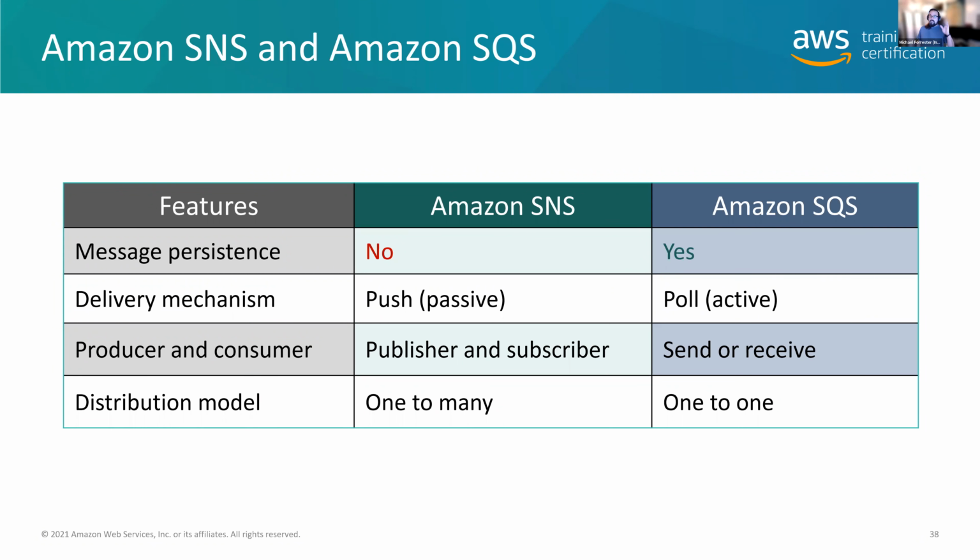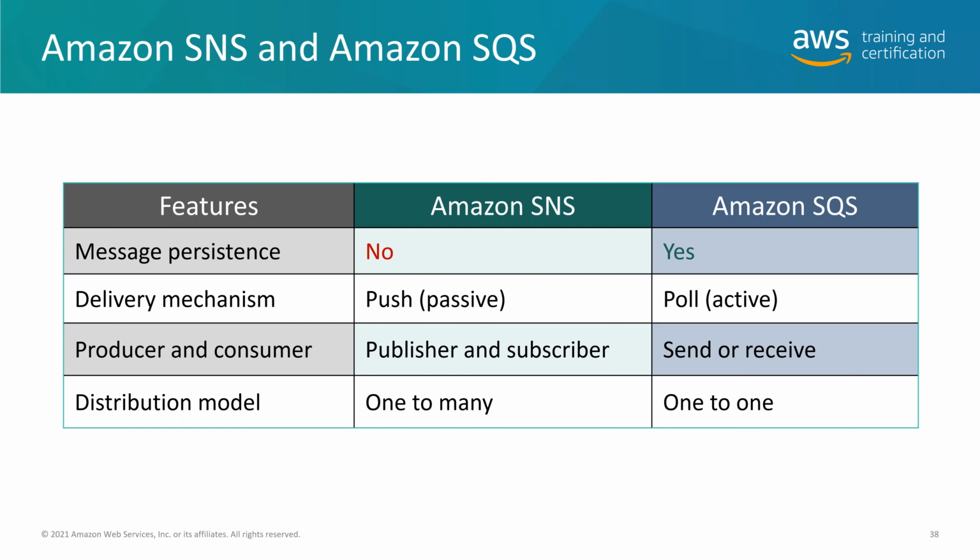So Amazon SNS is pub sub, and SQS is basically a push model. Sorry, a poll model, not a push model, a poll model. So SNS is designed to take a single message and duplicate it out. SQS is supposed to be a one-to-one relationship.